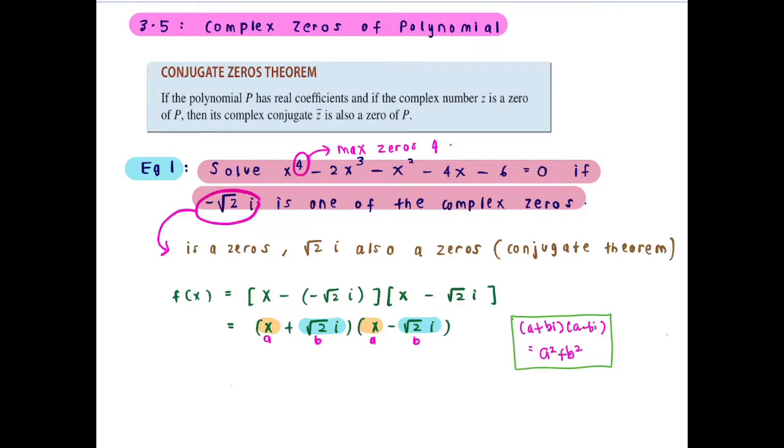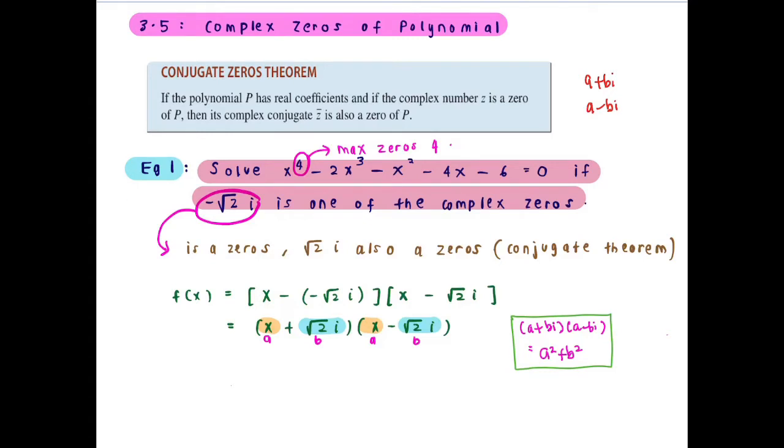In this chapter, I will explain the complex zeros of polynomials. First of all, we must be aware of the conjugate zeros theorem, which says that if a complex number z is a zero of polynomial p, then its complex conjugate z bar is also a zero of p. Meaning that if a plus bi is a factor, then a minus bi is also a factor of the polynomial.